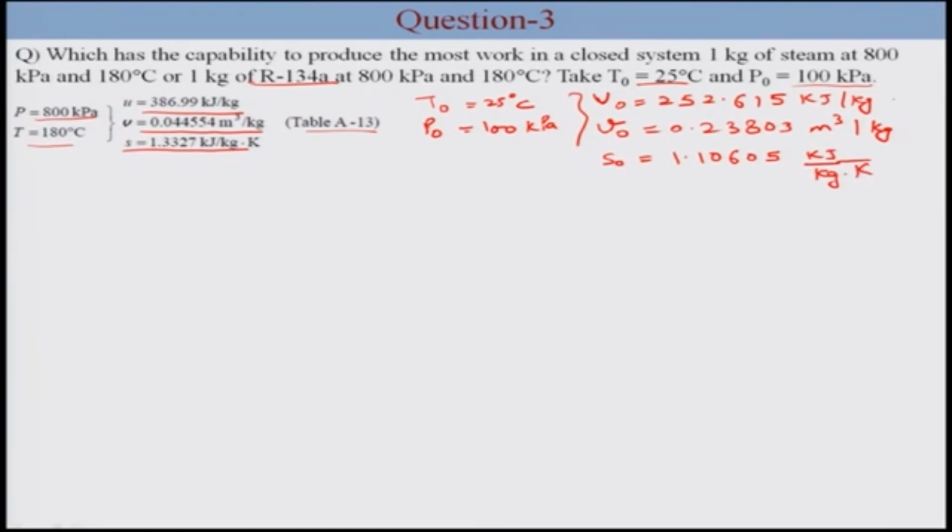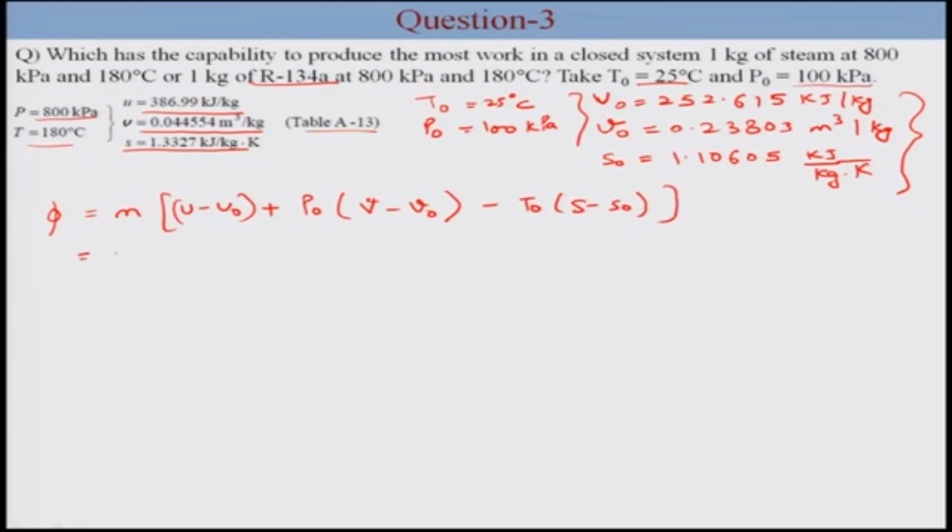Now these values are obtained by interpolating between 20 and 30 degrees Celsius, because directly the values are not given in table A13. A similar procedure is followed as done for steam. So exergy phi is given as m(U minus U0) plus P0(V minus V0) minus T0(S minus S0).